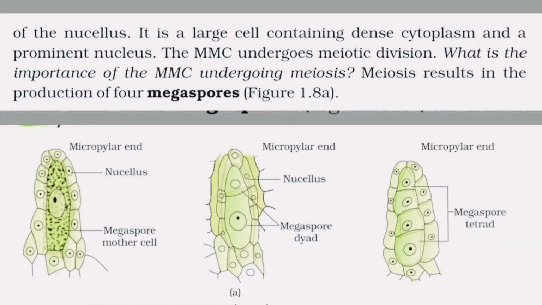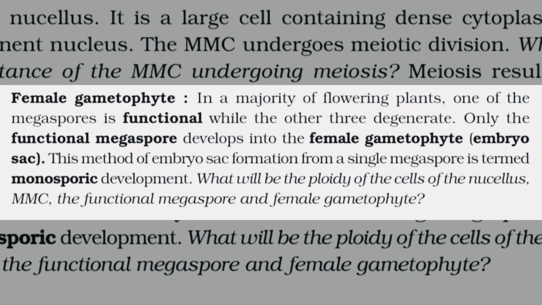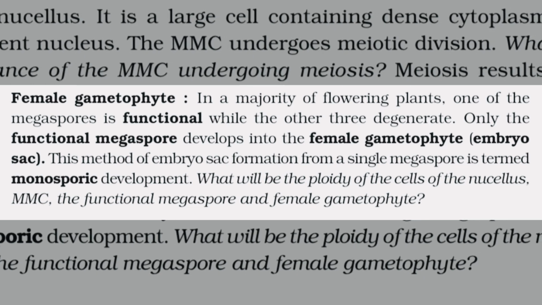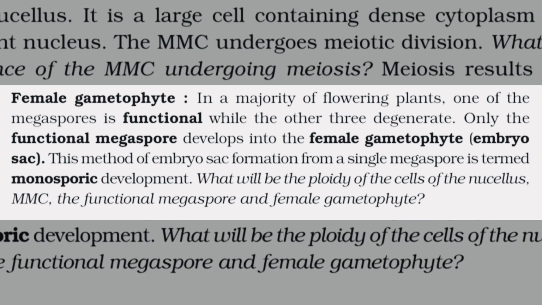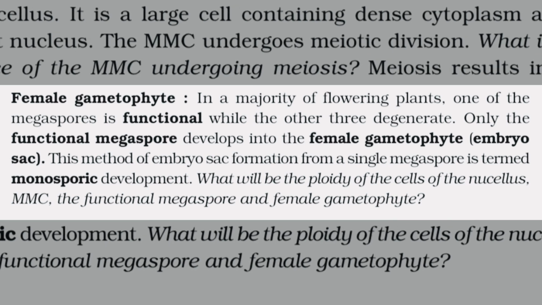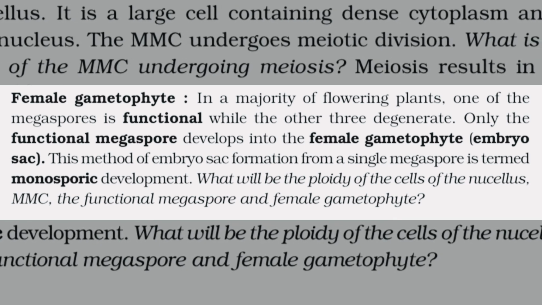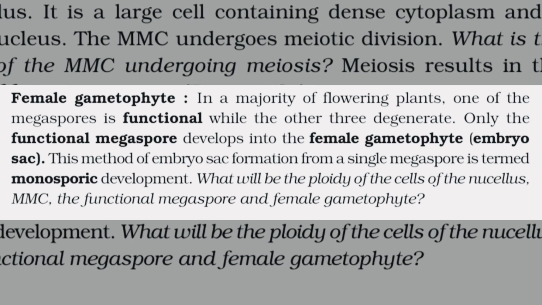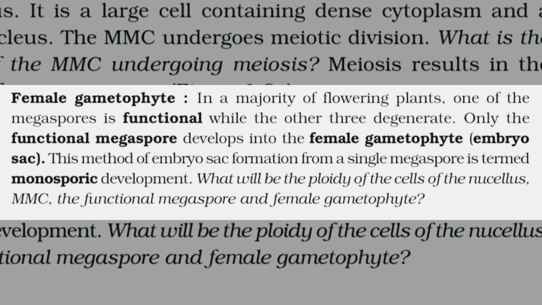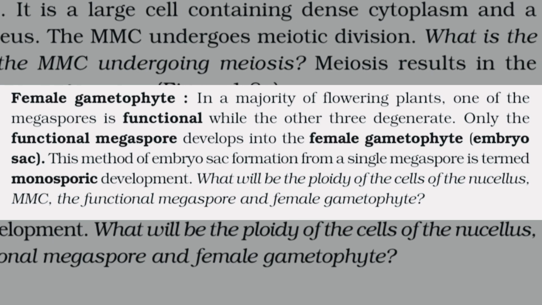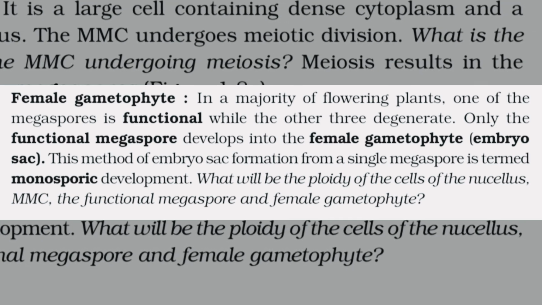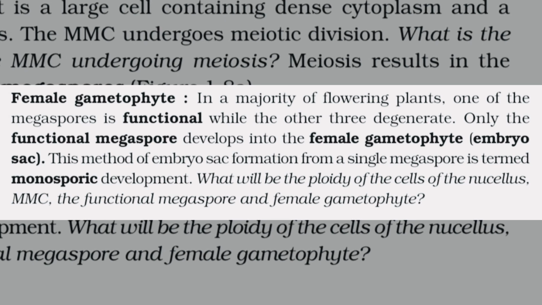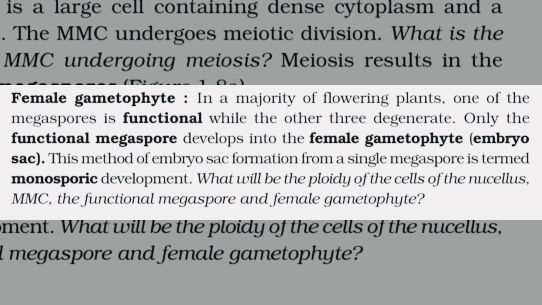The MMC undergoes meiotic division. What is the importance of the MMC undergoing meiosis? Meiosis results in the production of 4 megaspores, female gametophyte. In a majority of flowering plants, one of the megaspores is functional while the other 3 degenerate. Only the functional megaspore develops into the female gametophyte, embryo sac. This method of embryo sac formation from a single megaspore is termed monosporic development. What will be the ploidy of the cells of the nucellus, MMC, the functional megaspore and female gametophyte?